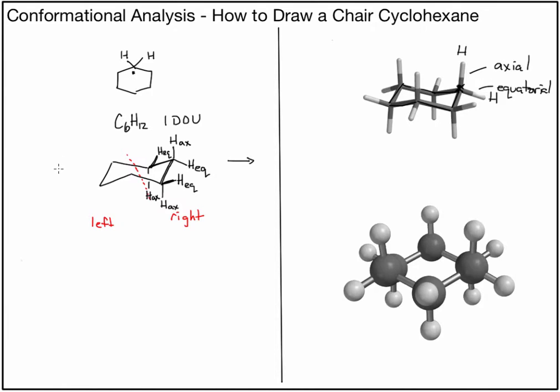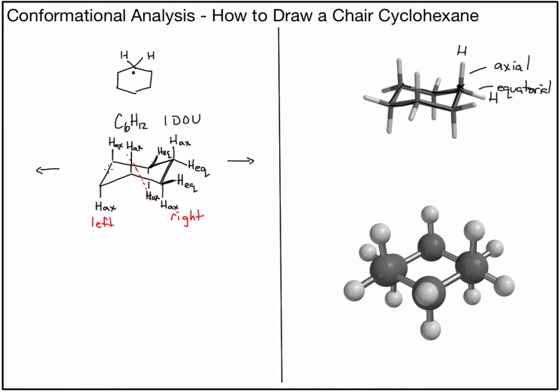So now if we consider the left-hand side, if we go to this carbon here, notice that it's up. Because it's up, its axial hydrogen is going to be parallel to the other carbon that's up. So axial. This carbon here is also up, so its axial hydrogen is up. And finally, we have a carbon that's down, so its axial hydrogen has to be down.